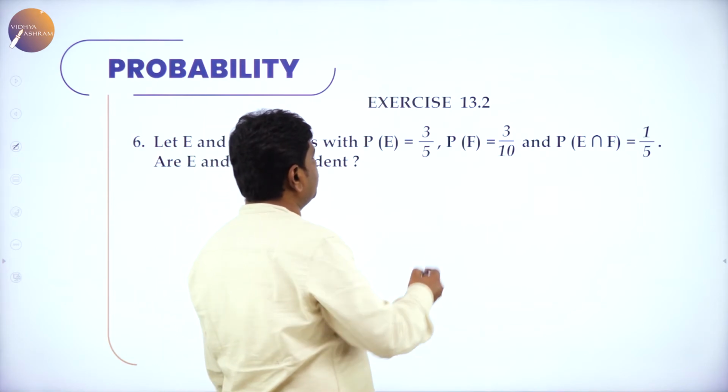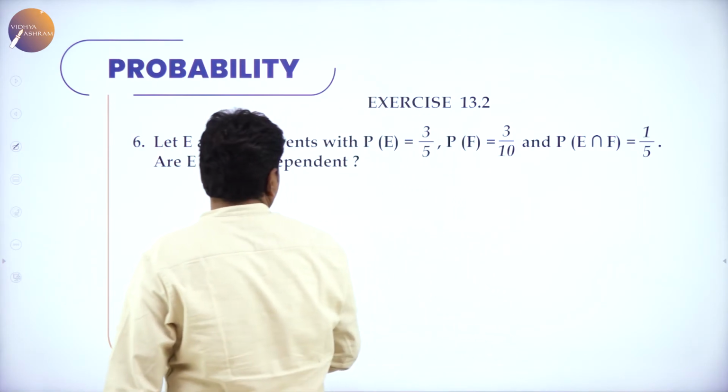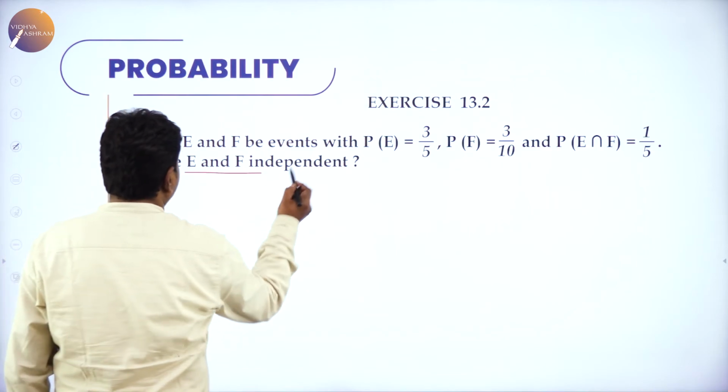Then let E and F be events. P of E is 3 by 5, P of F is 3 by 10, P of E intersection F is 1 by 5. Are E and F independent?